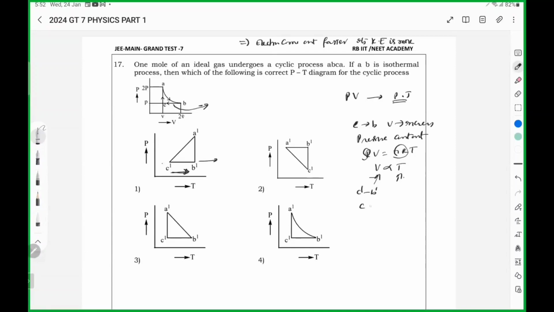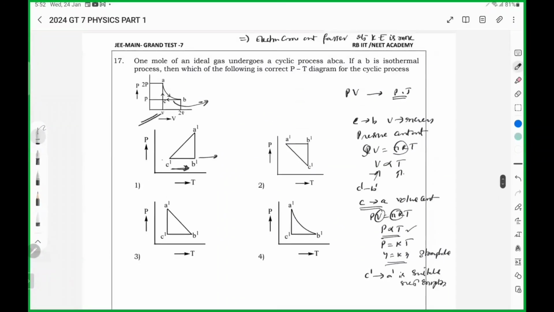If I take C to A, here, keeping volume constant, nR constant, pressure is proportional to temperature. That means P equals KT. It's like y equal to kx, which represents a straight line through the origin. So C dash A dash is the suitable graph in option 1.